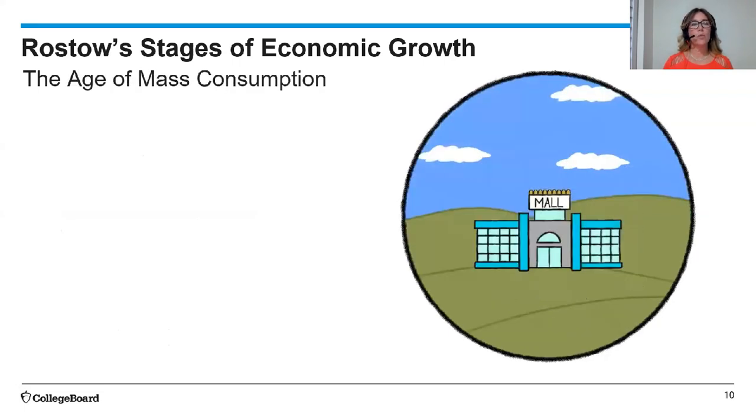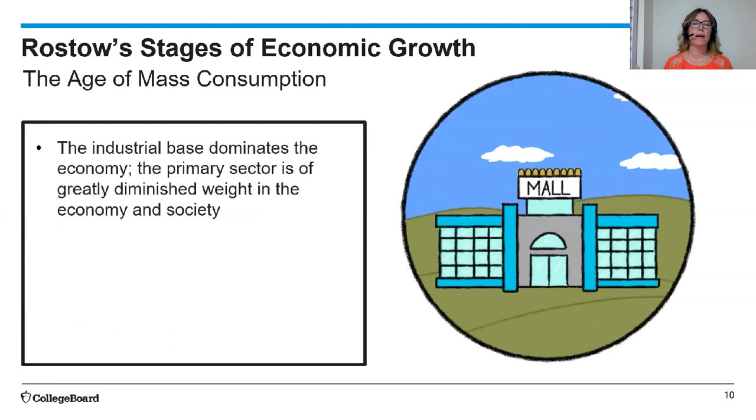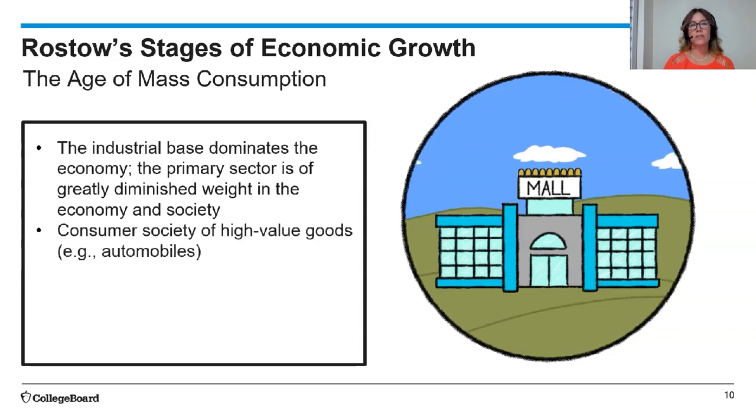And then we enter our age of mass consumption. And this is stage 5. This is where we are today. Your primary sector of the economy is just very small. And we start to see a consumer society of high value goods. It's those cars, right? Cars, appliances, those kind of high value goods.